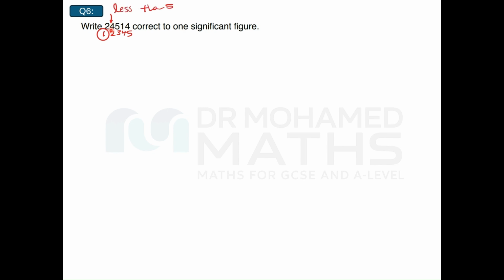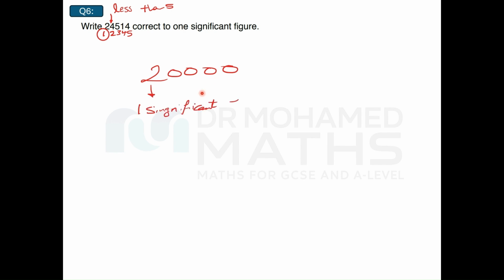And since it's less than 5, we'll keep the first digit as it is and then turn any numbers afterward to zeros. So it will be 20000. So this is the final answer, 20,000. We have only one significant figure here. This is called the significant figure. So this is your answer.